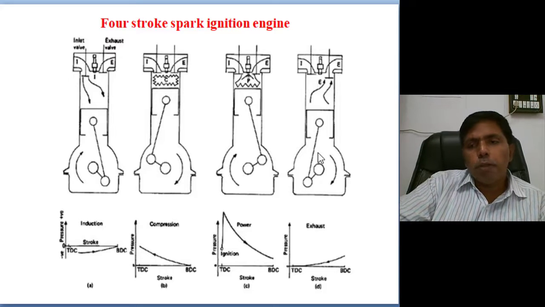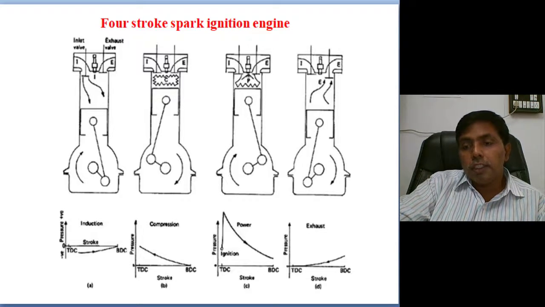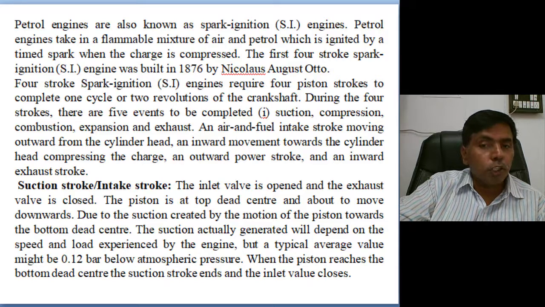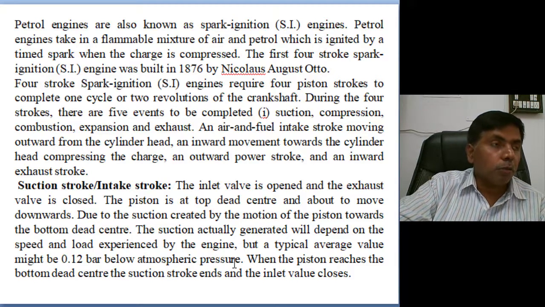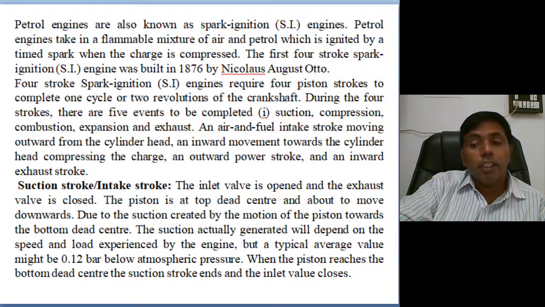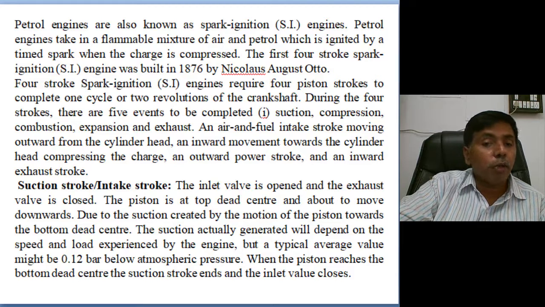These are the brief ideas about the 4 stroke spark ignition engine. You can see the write-up. In 1876, Nicholas Otto developed it: suction, compression, combustion, expansion and exhaust. In the suction or intake stroke, the inlet valve is open, the exhaust valve is closed, and the piston moves from top dead center. It creates a vacuum, typically an average of about 0.12 bar below atmosphere, so if 1 bar is atmospheric, then 0.9 or 0.85 bar. Because of that pressure, suction takes place. At the end of suction, it reaches the ambient condition.